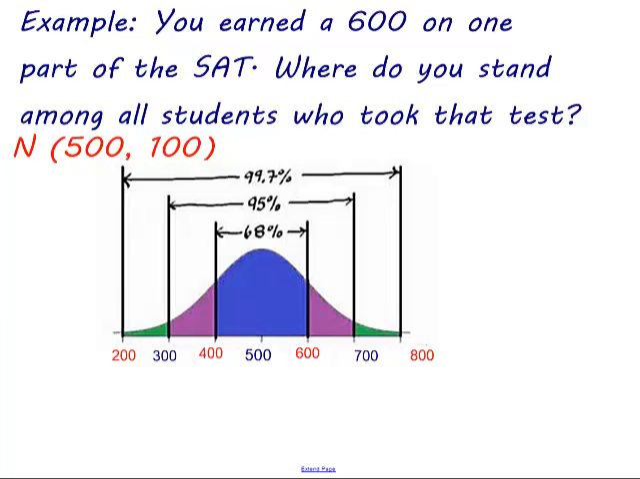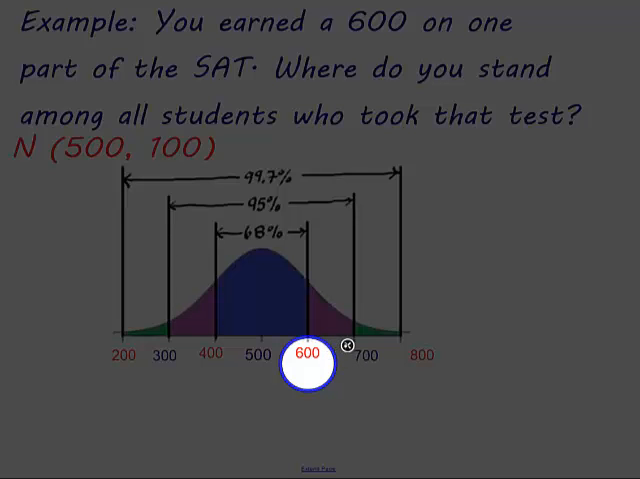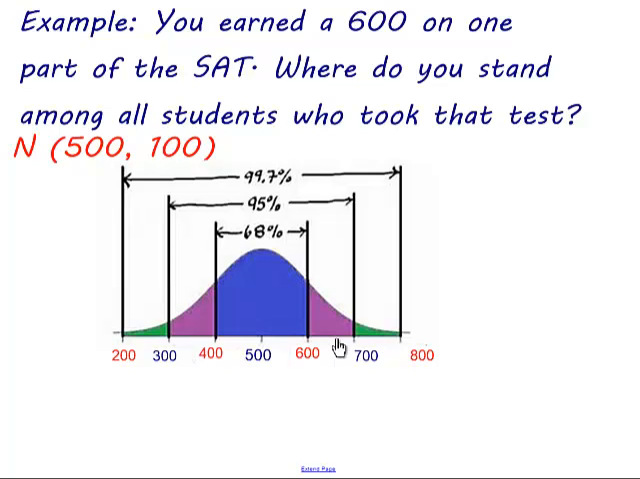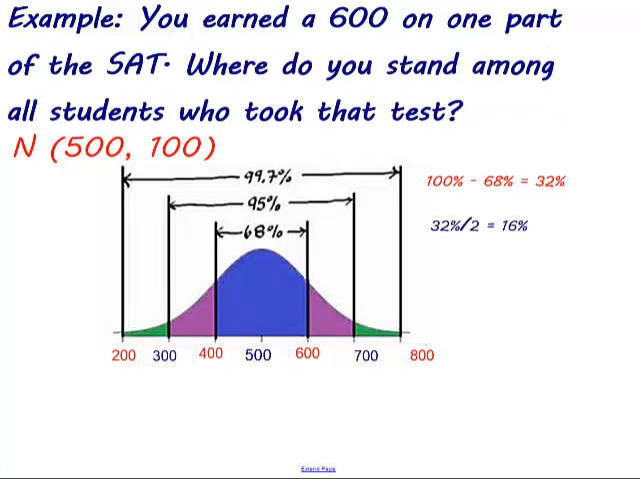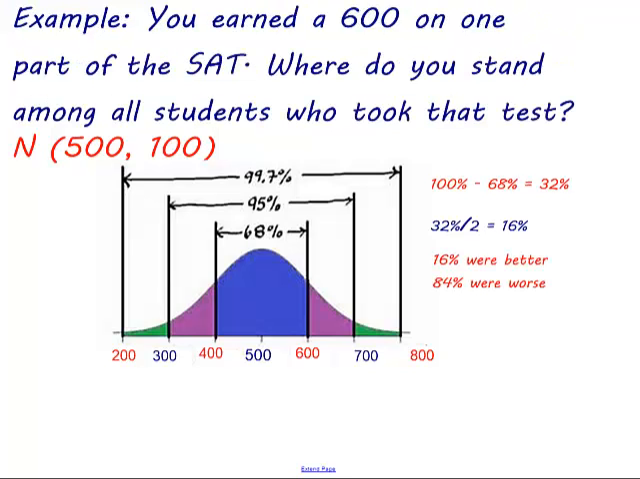My score of 600 is one standard deviation above the mean. That corresponds to one of the points of the 68, 95, 99.7% rule. About 68% of those who took the test had scores that fell no more than one standard deviation from the mean. So 100 minus 68% gives us 32% of all students had scores more than one standard deviation away. Only half of those were on the high end, so about 16%, half of the 32% of the test scores were better than mine. My score of 600 is higher than about 84% of all scores on this test.